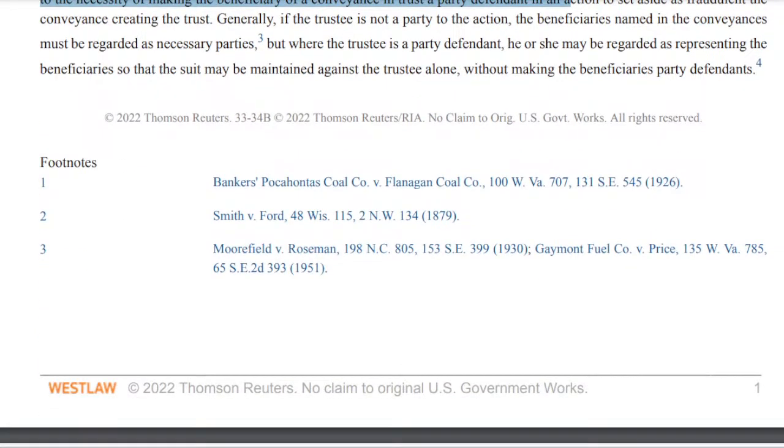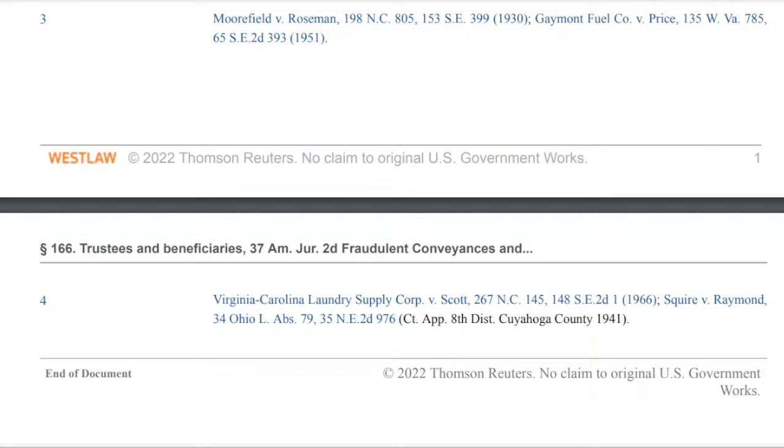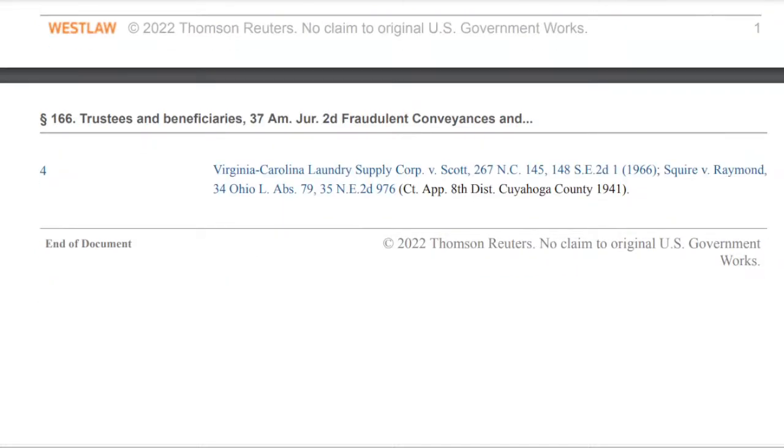So the footnotes here, we have pretty old case holdings here. 1926, 1879, and 1951, 1930. And let's see here, 1941 also.